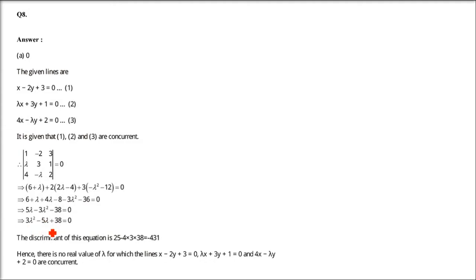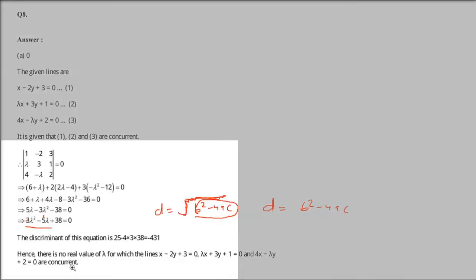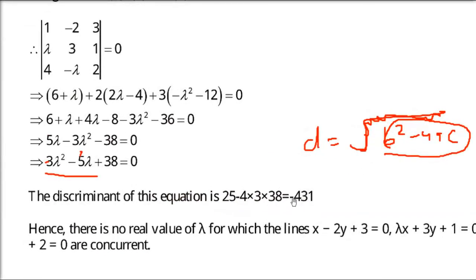If you try to find the discriminant of this quadratic equation, the discriminant is always b square minus 4ac. If you find it for this particular equation, it's going to be a negative number. Let me tell you again. The discriminant is b square minus 4ac. B is minus 5, a is 3, and c is 38. When you compute it, you are going to get minus 431.